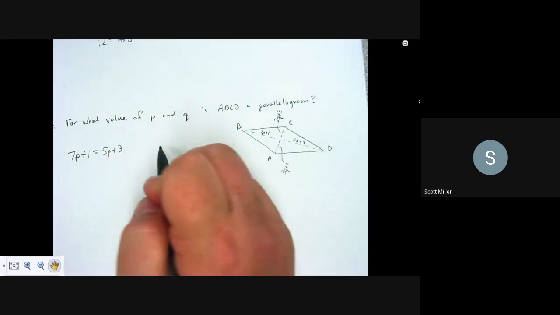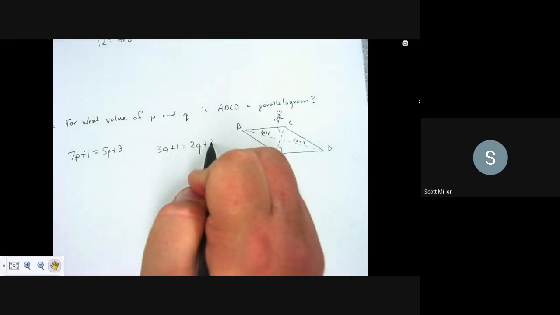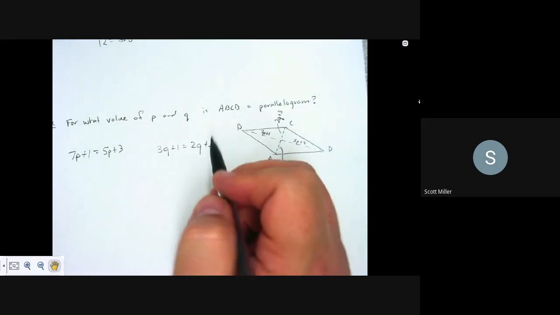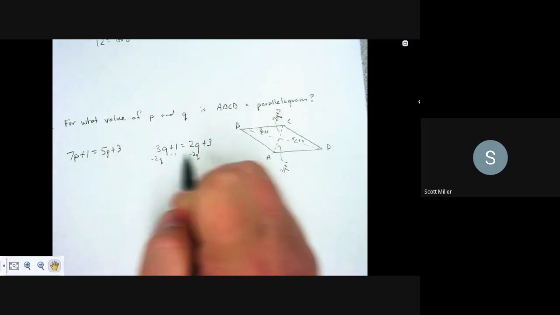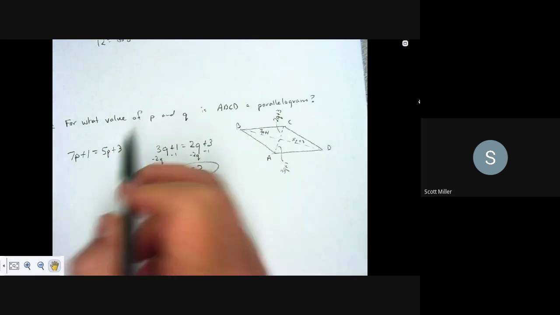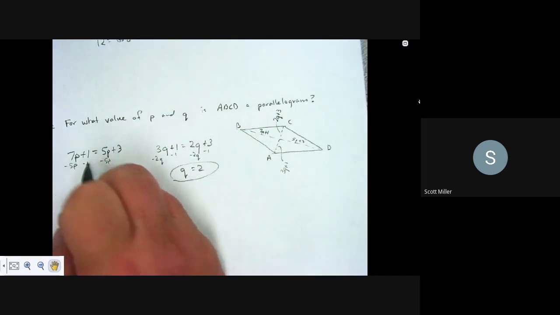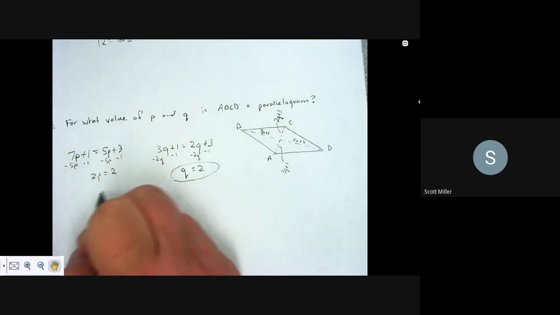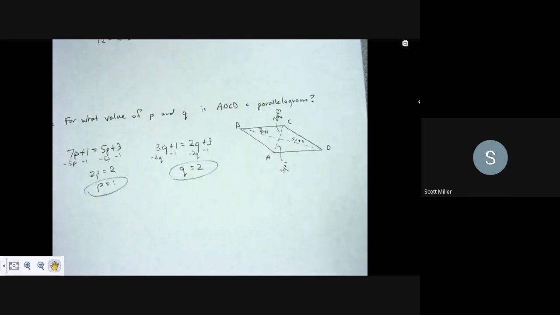For the Q's, I know that 3Q plus 1 is 2Q plus 3, and I can solve this for Q. Subtract the 2Q, subtract the 1, and I get Q equals 2. And over here, I get 2P equals 2, so P equals 1. And that's how I can do some of these problems.